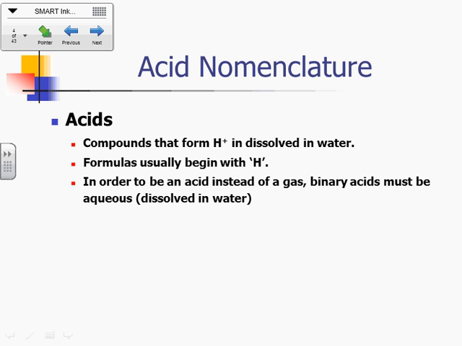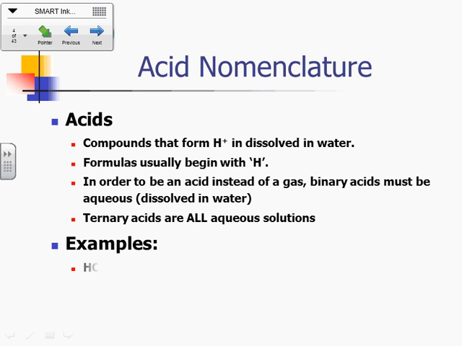Okay? In order to be an acid instead of just a gas, binary acids must be aqueous. So most of the acids we're going to talk about are solutions. Now there are other definitions of acids where the acid could actually be a solid or a gas. But we're going to talk about the ones that are solutions. Ternary acids are all aqueous solutions. I don't care if you know that.